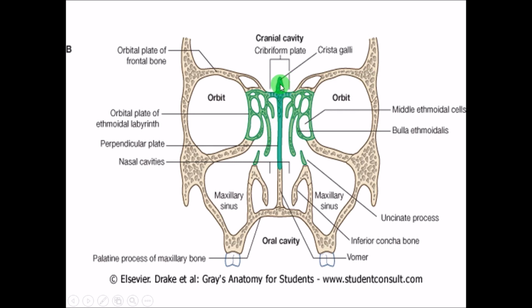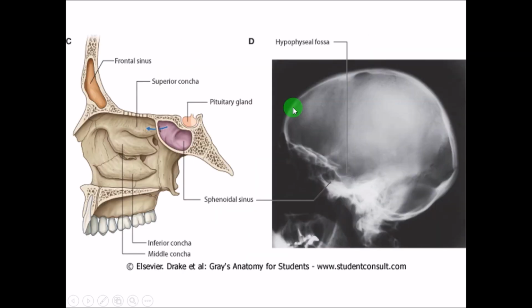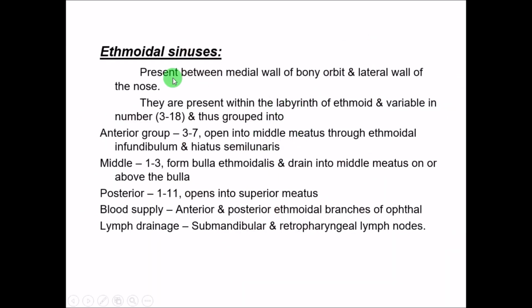So this is the cribriform plate of the ethmoid bone. This is the cribriform plate, and this is the crista galli of the ethmoid bone. And this is the perpendicular plate of the ethmoid bone. These are the spaces where the ethmoidal air sinus will be present on either side. Okay, so present between the medial wall of the bony orbit and the lateral wall of the nose. These are the ethmoidal air sinus.